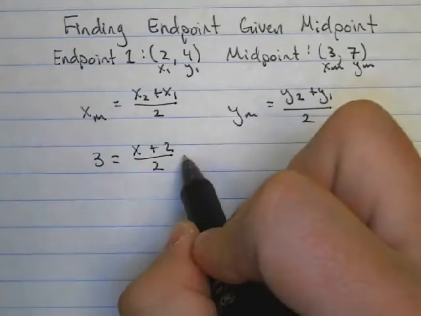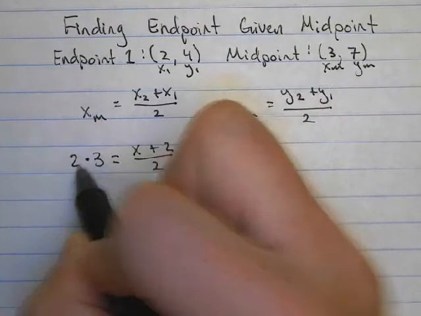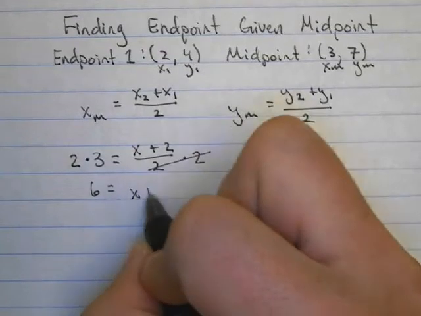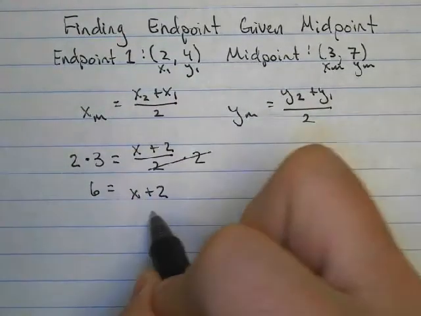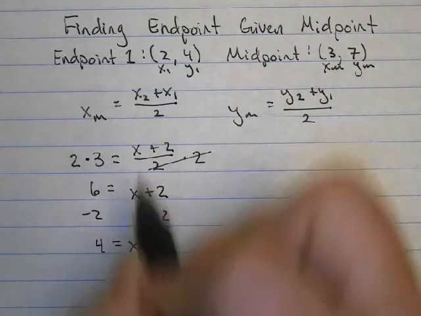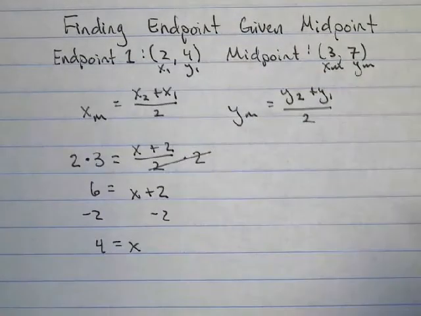So first thing I'll do is multiply both sides by 2, and that cancels those two, and I have 6 is equal to x plus 2. We'll subtract 2 from both sides, and we have 4 is equal to x. So I found that my x2 is equal to 4.